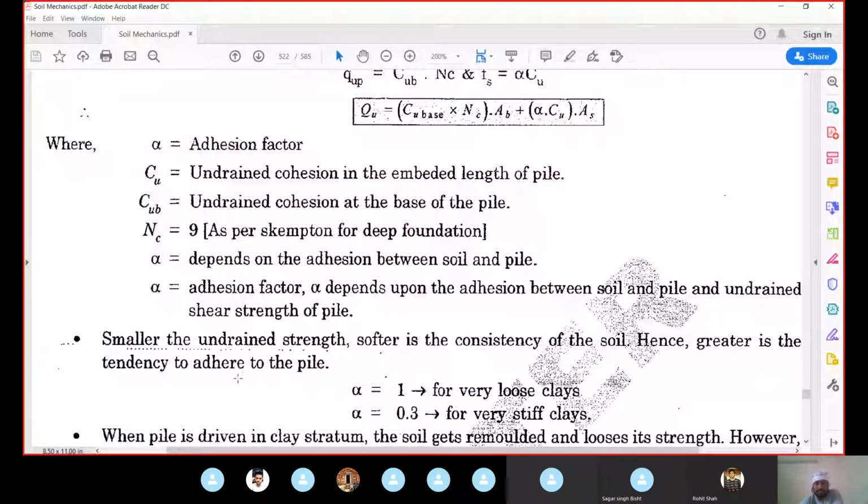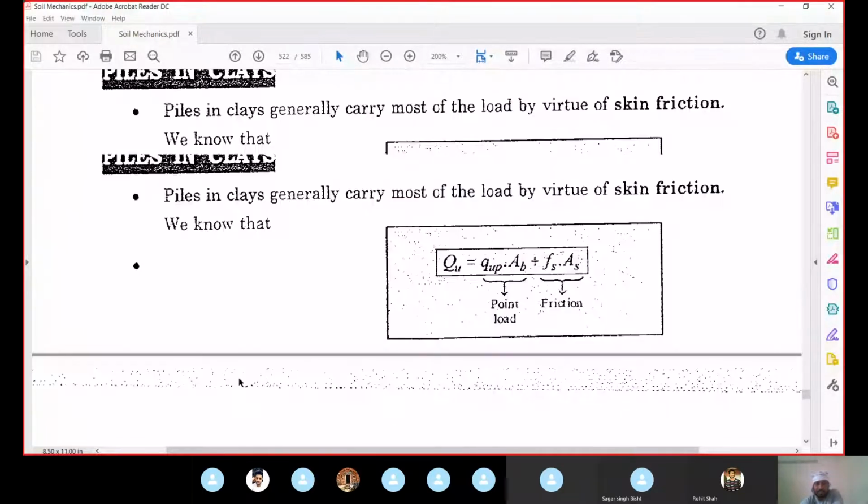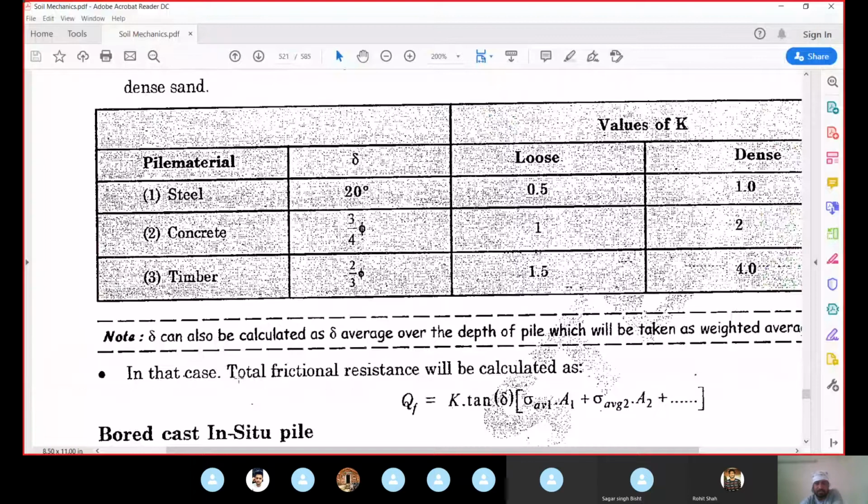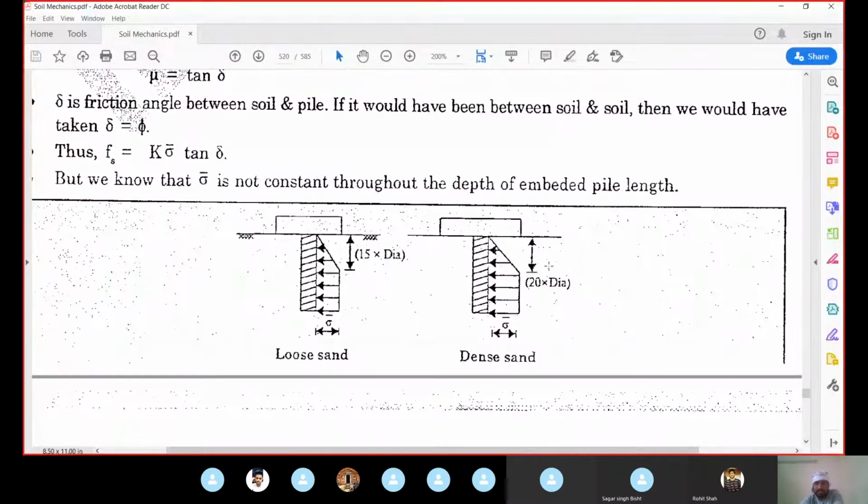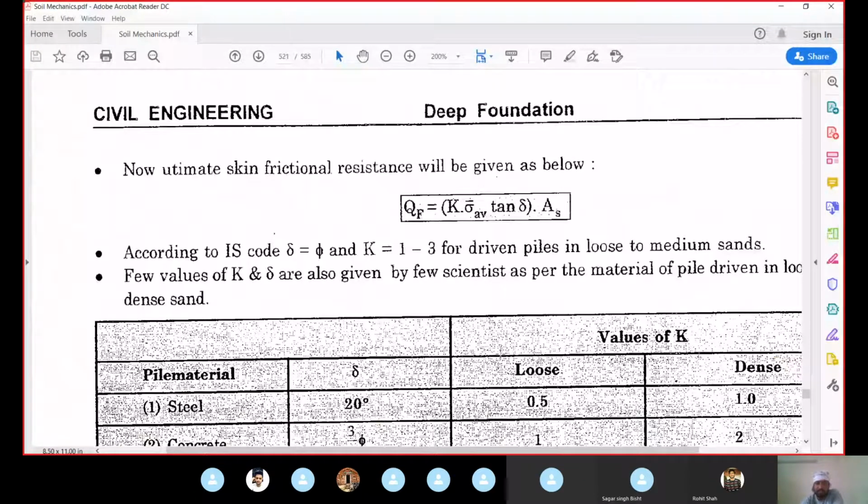For dense sand, the L critical to D ratio is equal to this one. In case of dense sand, this critical length, till which we are getting the increase in effective stress, is 20 times the diameter of the pile. So we'll use this concept here.